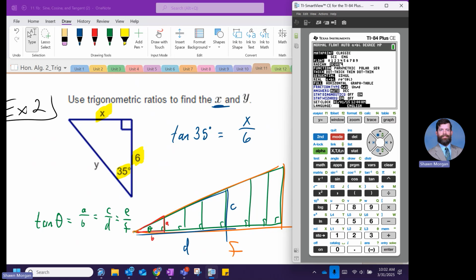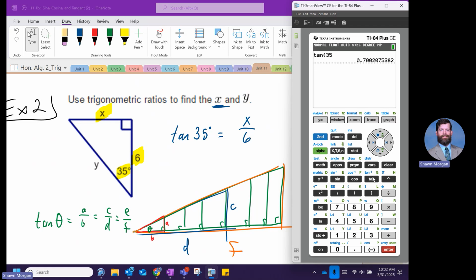So that being said, I can go now on my home screen and I can call up tangent. There's the tangent button, 35. And I hit enter and look, it's a number. Now it's a weird irrational number, right? It's not a nice, neat, pretty little number. I think it's actually called a transcendental number, which is always a fun vocabulary word.